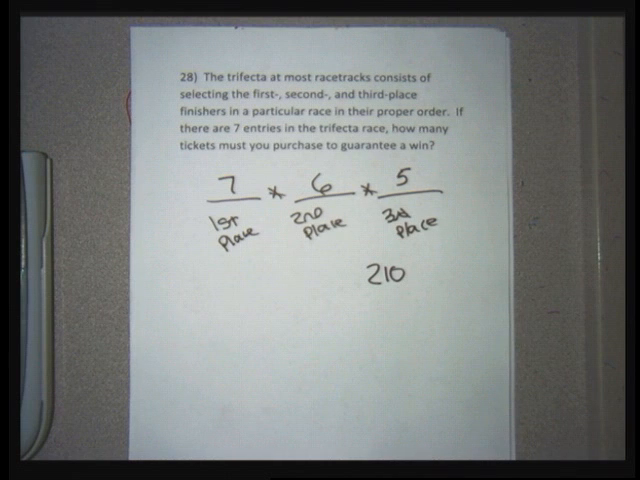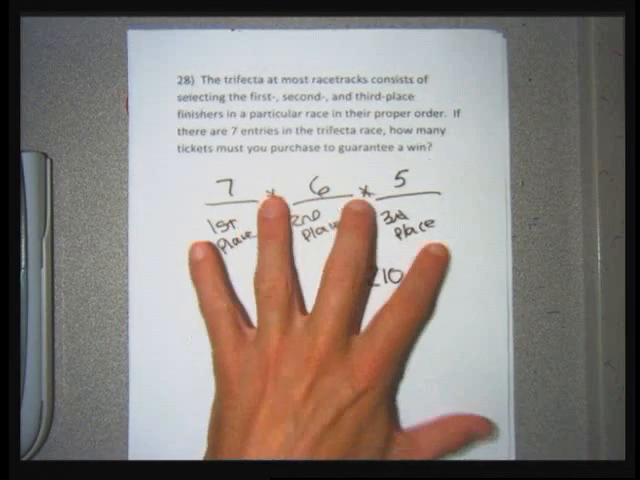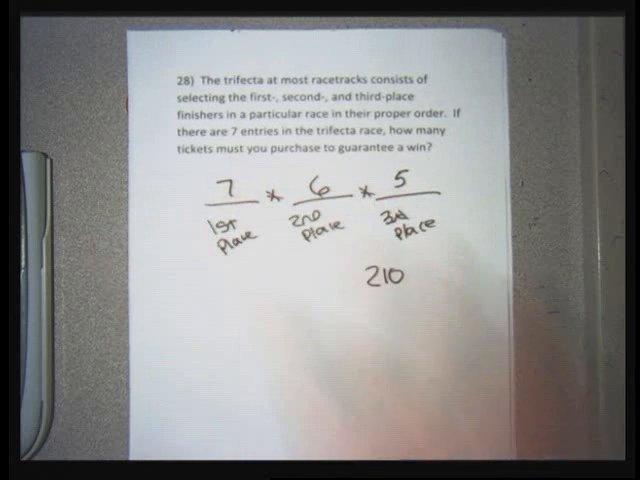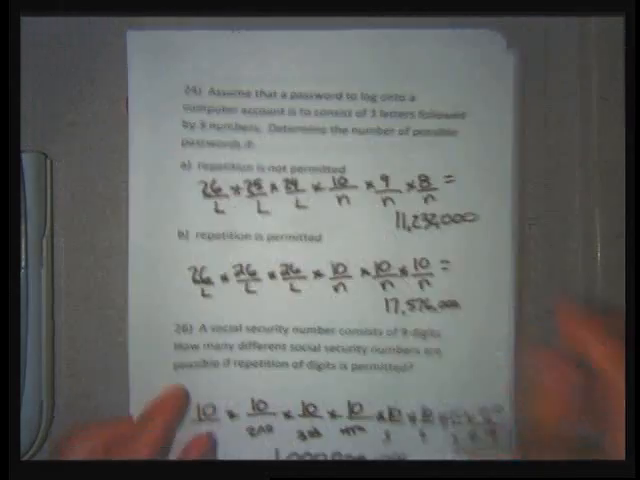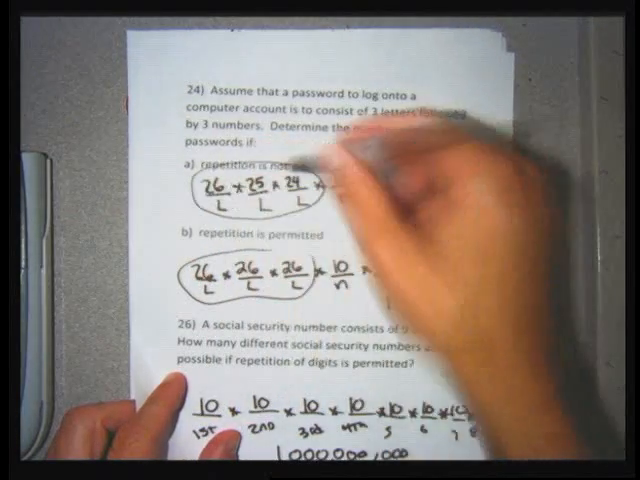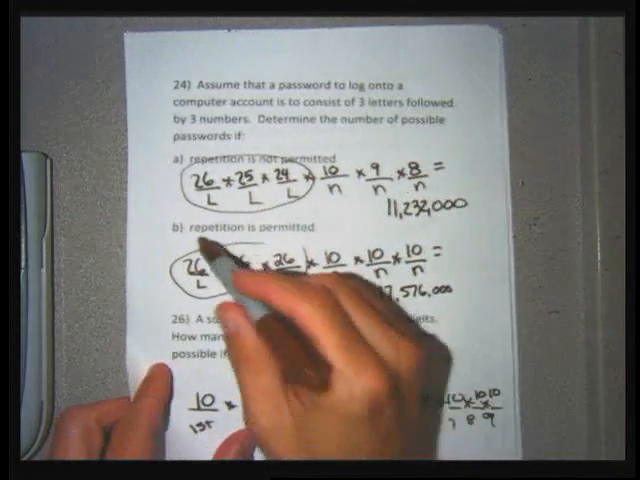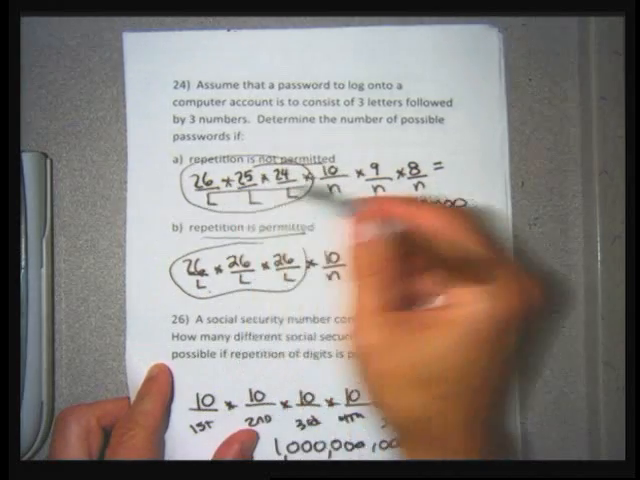So hopefully you're starting to get into some sort of groove for this. I read through the problems, I figure out how many dashes I need to make, put times signs between the dashes, and then figure out how many entries need to go in each position. The things that can happen is the numbers could be stagnant or the numbers can go down. And anytime the author says repetition is permitted, the numbers are going to be stagnant. Repetition is not permitted, the numbers are going to decrease.